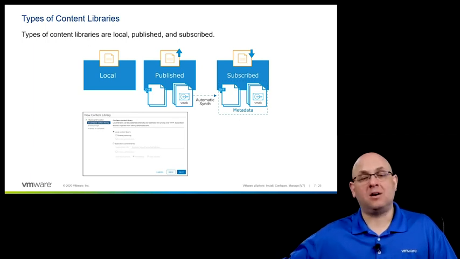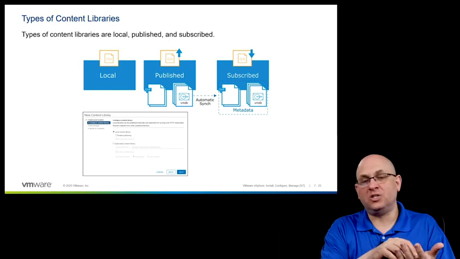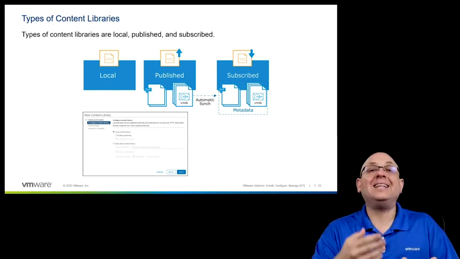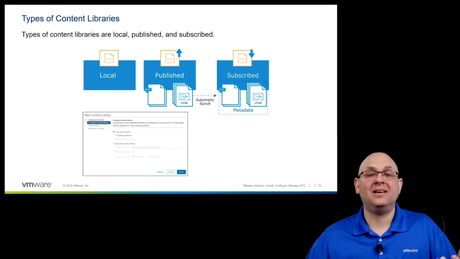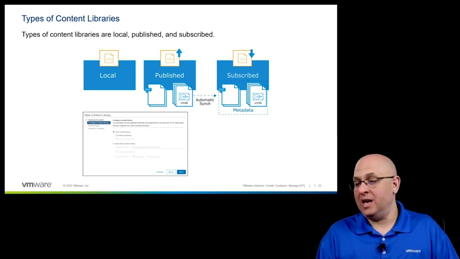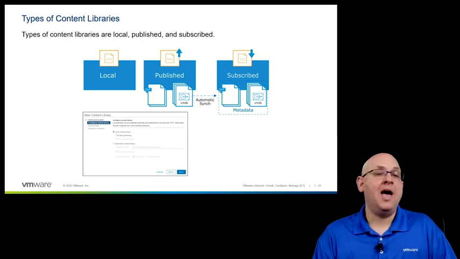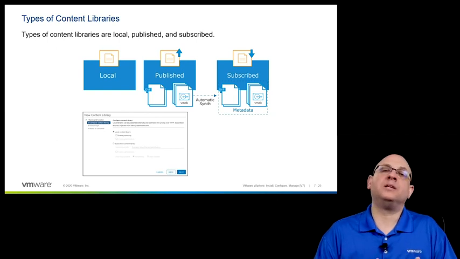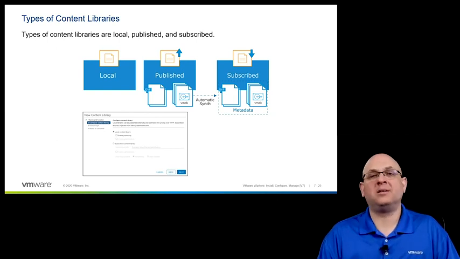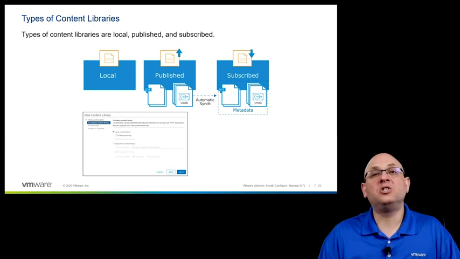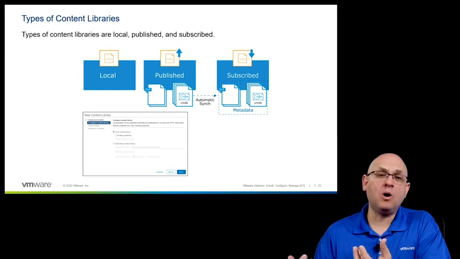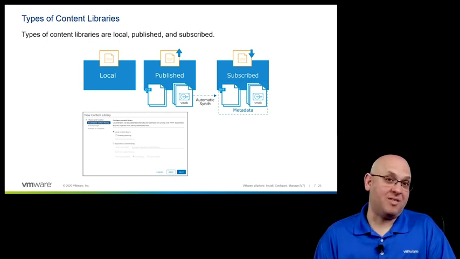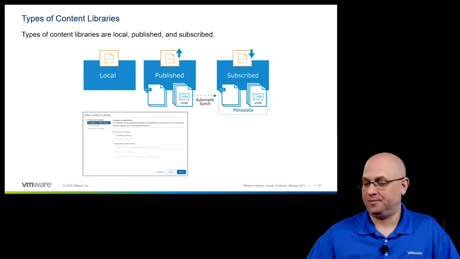That subscribing content library will talk to the original published content library and get a list of templates and ISO images and OVF files and things like that that it can then synchronize. Initially, we get metadata only. Hey, here's the list of items, here's the version of the templates, here's a little something about them. And then we can choose whether or not we want to actually grab the entire template, or we can wait till we're ready to deploy the first one and grab it then.